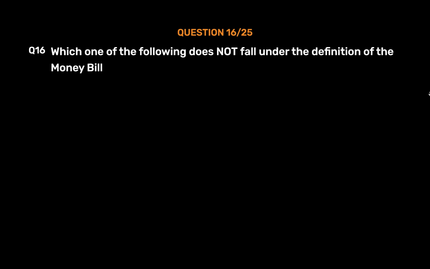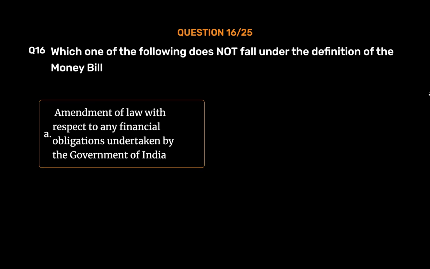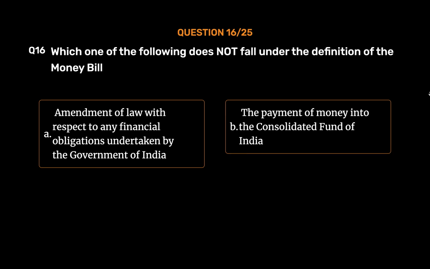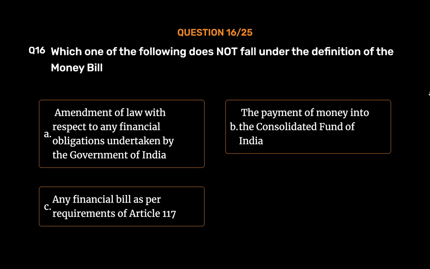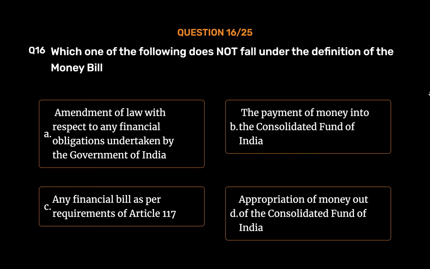Question number 16. Which one of the following does not fall under the definition of the money bill? Option A. Amendment of law with respect to any financial obligations undertaken by the Government of India. Option B. The payment of money into the Consolidated Fund of India. Option C. Any financial bill as per requirements of Article 117. Option D. Appropriation of money out of the Consolidated Fund of India. The correct answer is option B.